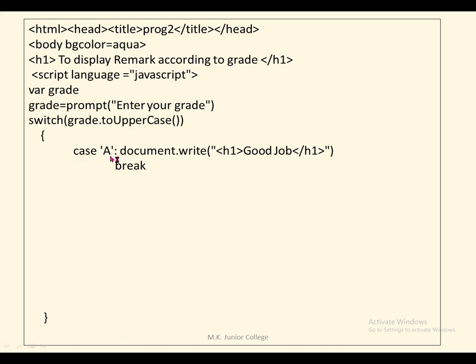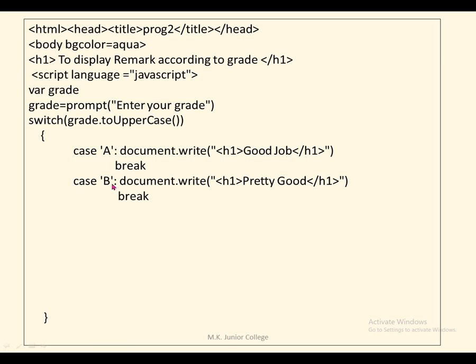Okay, so if the user enters a grade A, how do I write that in my case? In a single quote, 'A'. Why A? Because you are asking for a grade, and the user may enter A, B, C, D, X, Y, Z, which is a grade. So if the user enters A, which is capital, remember, how do we check the case? In a single quote 'A', colon, again important. If the grade is A, then the case is matched, then document.write your remark as good job. And you are breaking your loop and coming out.